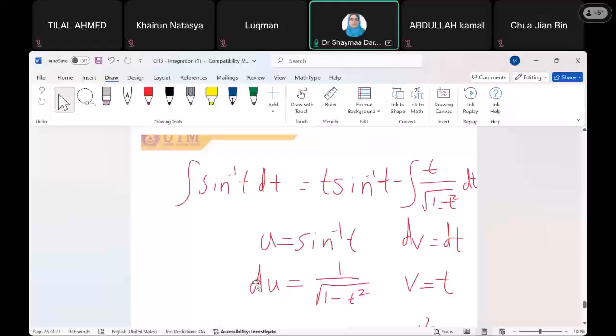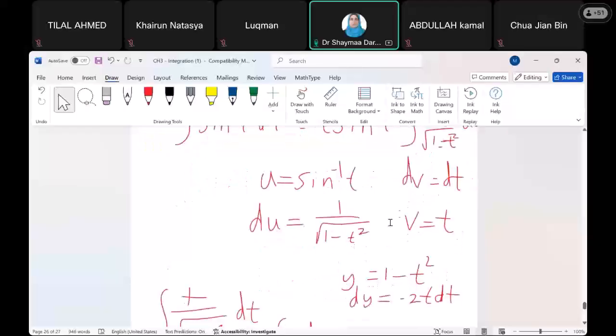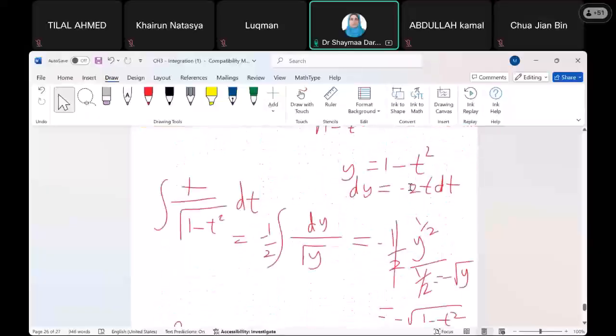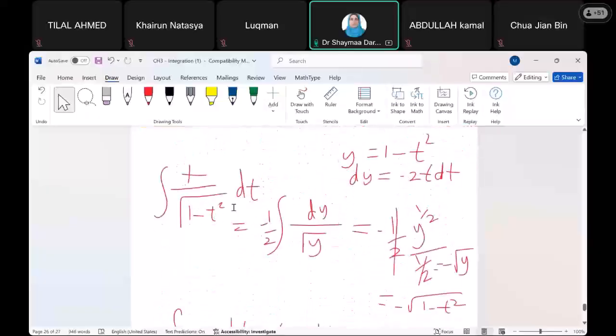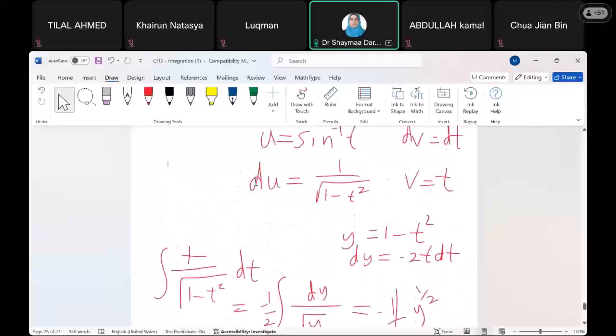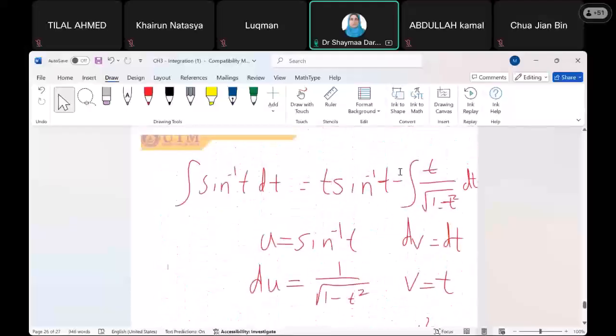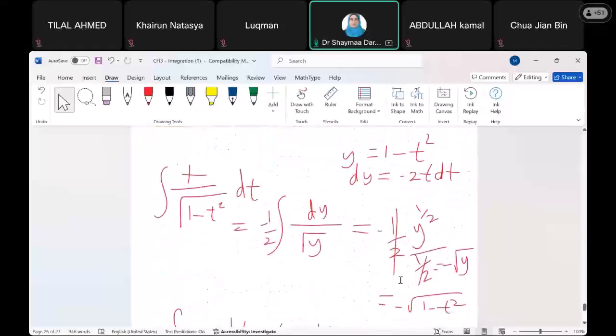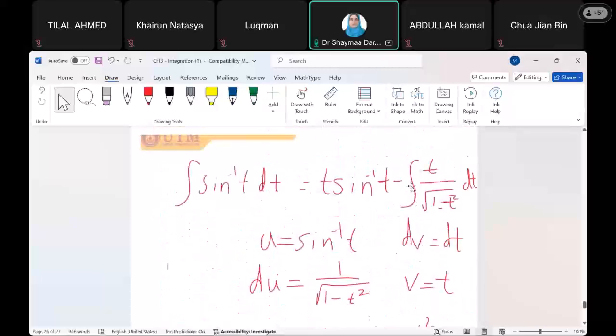This function, I need to find its derivative. This function, I need to find its integration. Then apply the formula uv minus integration of v du. So we get t over square root of 1 minus t squared dt, because the second integration here, by parts, has to use substitution. After I use substitution, I have this one. I substitute it here. Then I find the integration of sine inverse t.